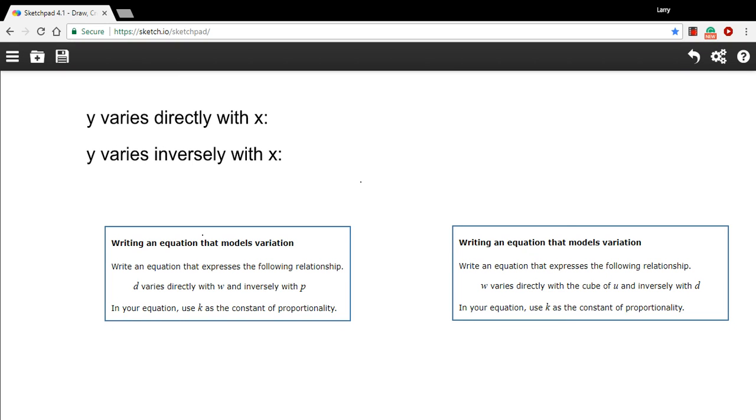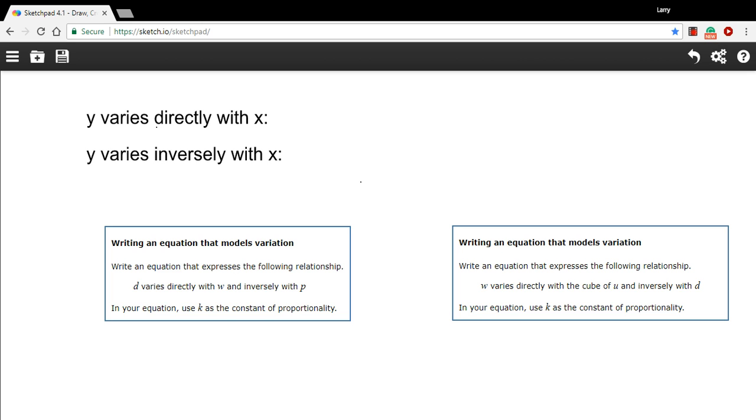Here we have some problems where we're being asked to write some equations for problems that model variation. And you may have run into variation before when you get the type of problem that says one variable varies directly or inversely with another variable. And just as a refresher, I want to put the basic formulas up here.